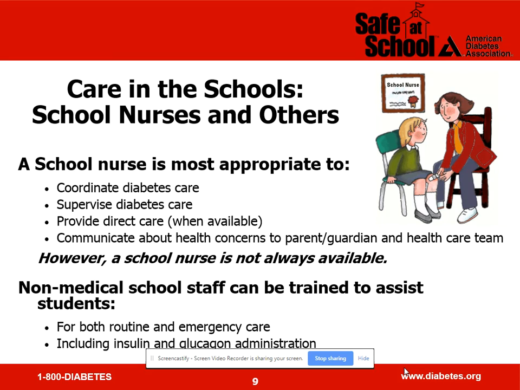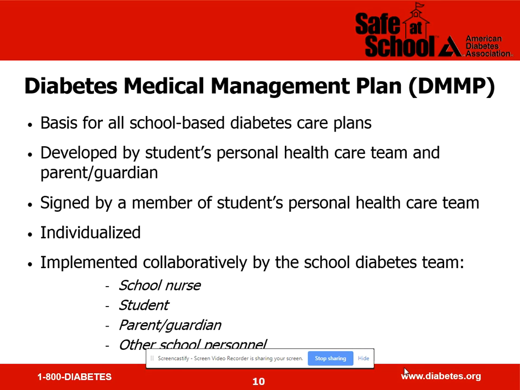A school nurse is most appropriate to coordinate that diabetes care, supervise the care, direct care when available, and communicate about health concerns with parents, guardians, or the healthcare team. However, a nurse is not always available, so non-medical school staff must also be trained for both routine and emergency care, including insulin and glucagon administration.